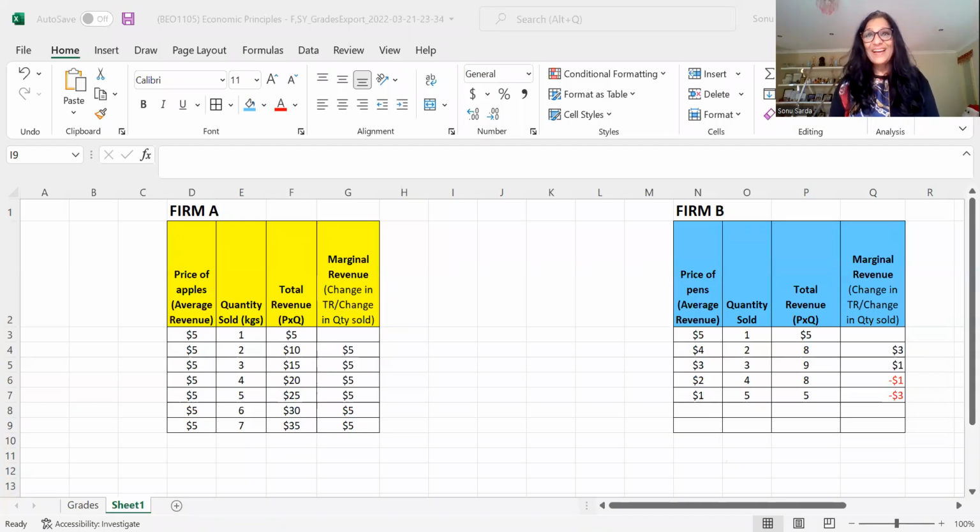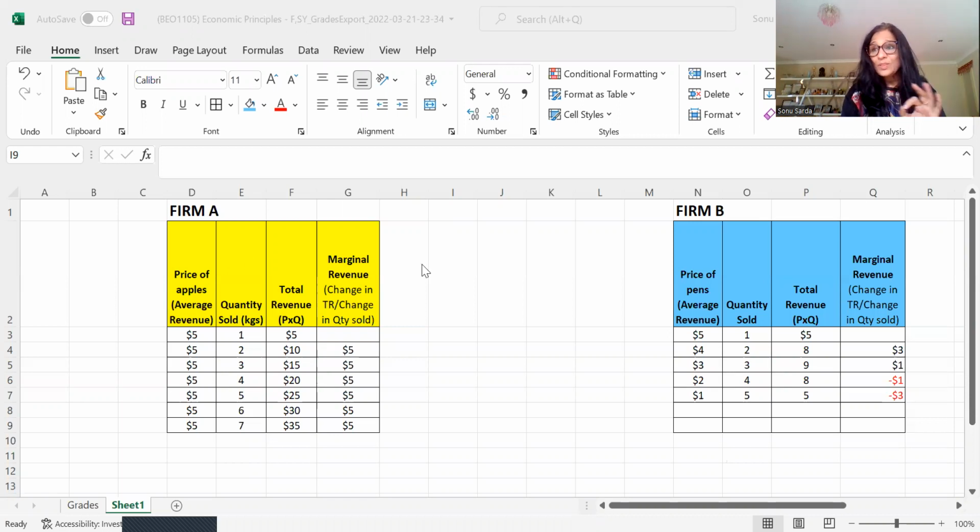Hi, everyone. As promised, this is your first of the revision quickies. It relates to the total revenues. And as you can see on the screen, what is total revenue? We know it. It is the price times the quantity, price times quantity.